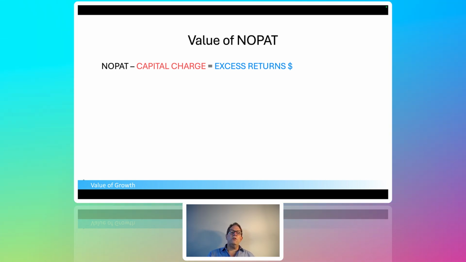Now I'm introducing two colors here, effectively a red and a blue. And from this point forward, those colors will be consistent in my charts. That's why I want to introduce it. Now, all I'm doing in this case is moving the equal sign. We knew that NOPAT minus capital charge equals excess return in dollars. Well, therefore, NOPAT has to equal capital charge plus the excess return in dollars. So just move the equation.